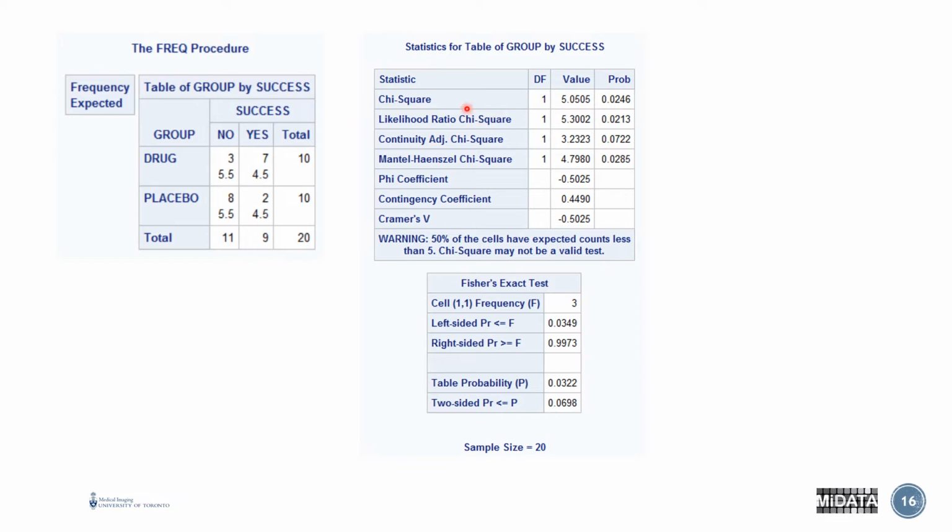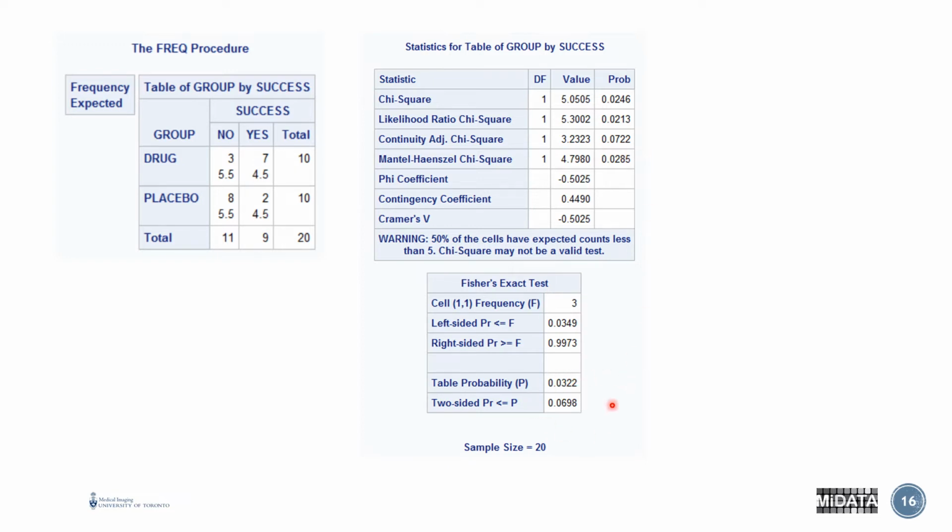If we use the likelihood function in order to derive the likelihoods of these 3 rows in our table and compare the ratio as our chi-square statistic, so actually the -2 log likelihood ratio, we end up with 5.3 with a probability of 0.0213. Now, if we were using the score test, we can then continuity adjust that score test because it's a z-test, correct? And we end up with a value of 3.23 and a probability of 0.0722.